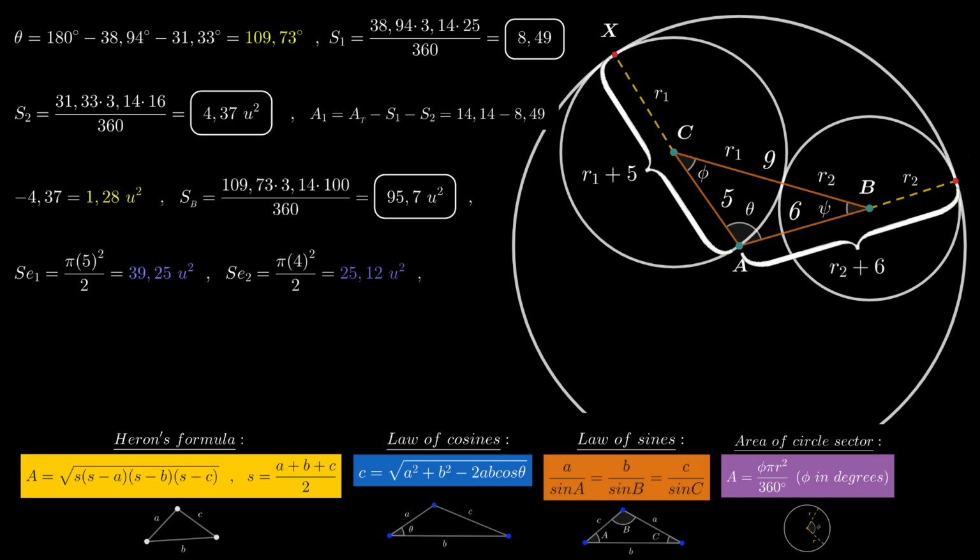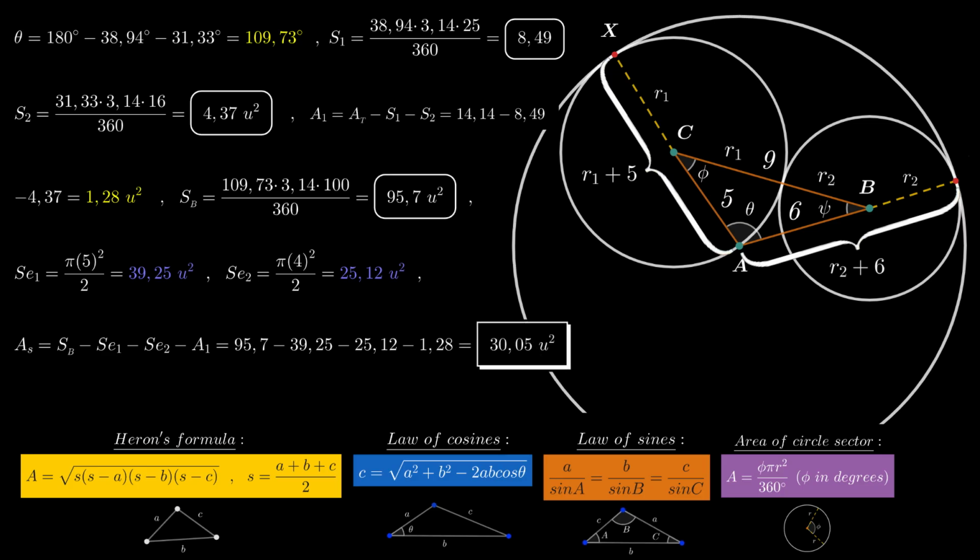So now we're prepared to find the area of the shaded region. The area of the shaded region is AS equals S of B minus SE1 minus SE2 minus A1, which is 95.7 minus 39.25 minus 25.12 minus 1.28, which is approximately 30.05 square units. And that's all she wrote, my friends. That's your answer: 30.05 square units.